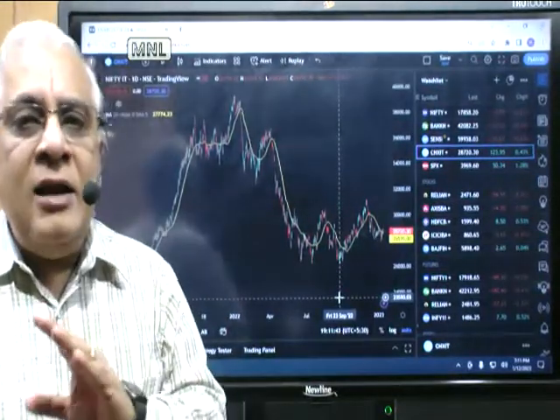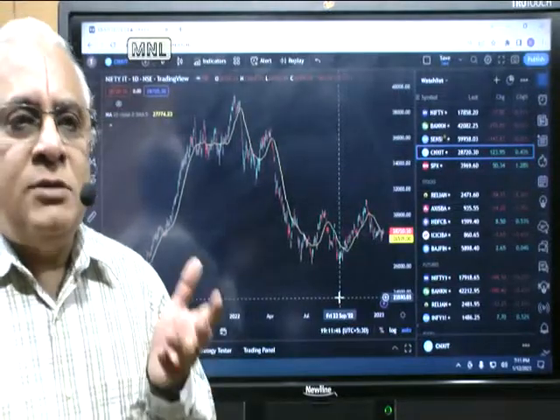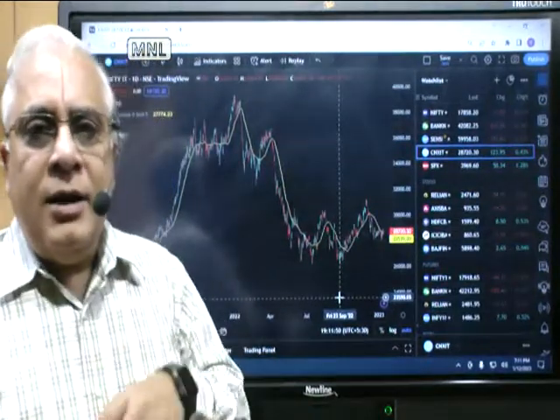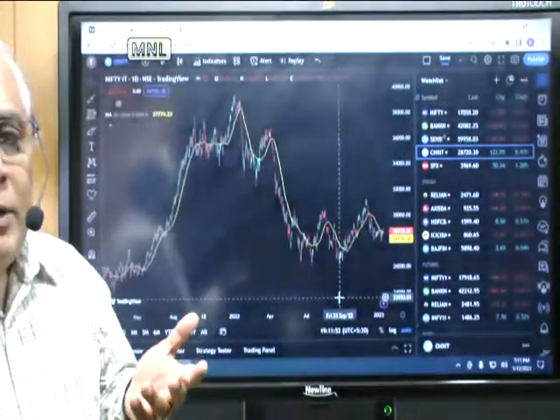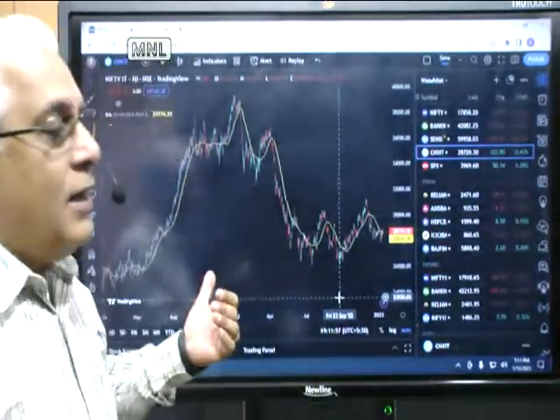Now that has already had a substantial run, and probably yes, there is still steam left because most of the PSU banks are still not valued to their potential. So there can be a dip and there can be a rise. So probably this time the bull market can be supported by both the banks as well as by the IT sector.